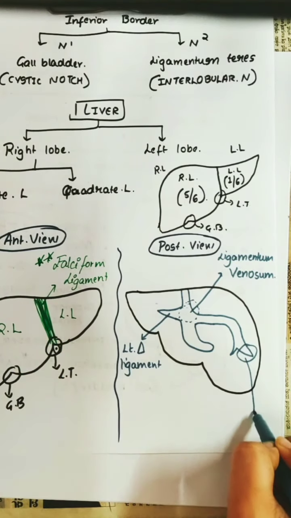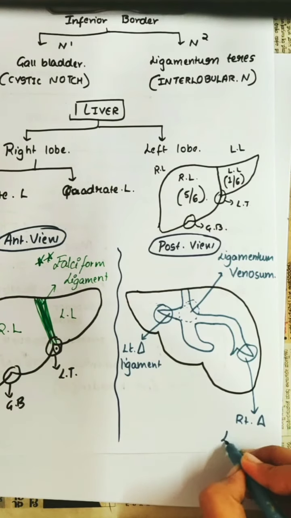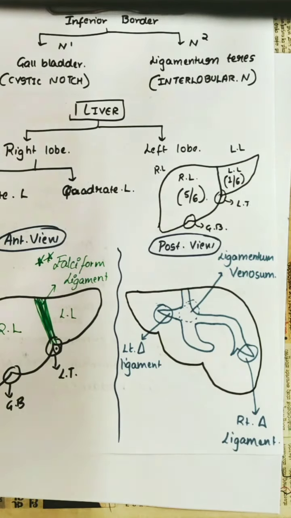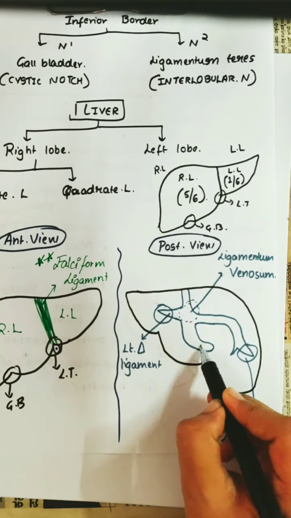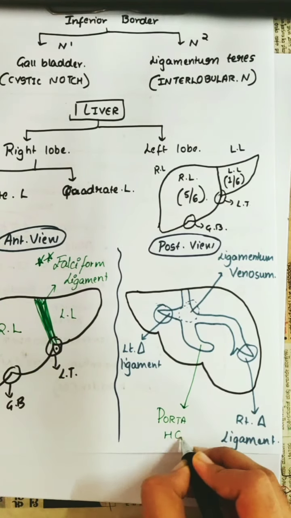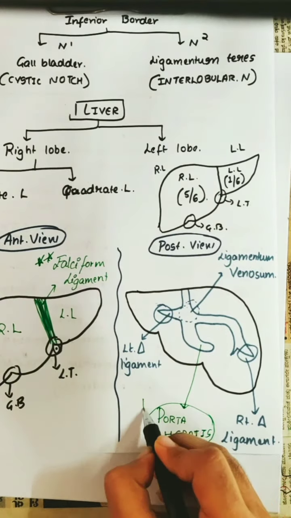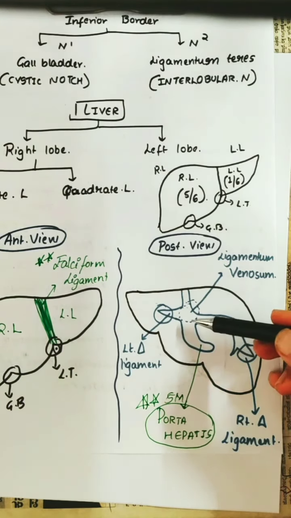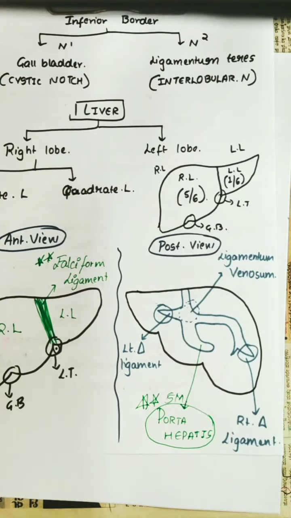Here it is the right triangular ligament. You can see a J-shaped structure here. This J-shaped structure is called the porta hepatis. Very important structure, and this is a very important question usually asked for 5 marks. So this J-shaped structure, which is the main entry and exit gate of the liver, is called the porta hepatis.